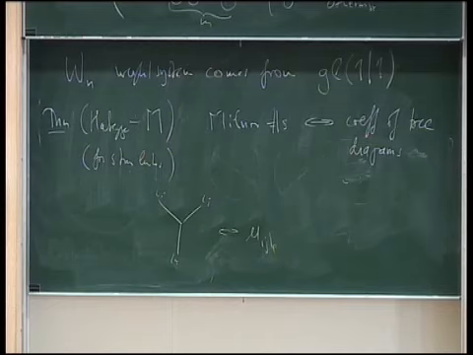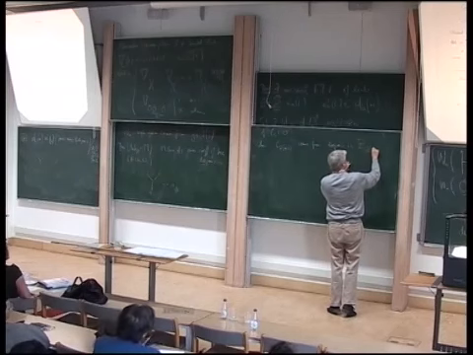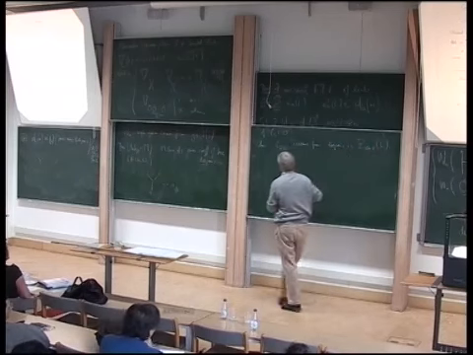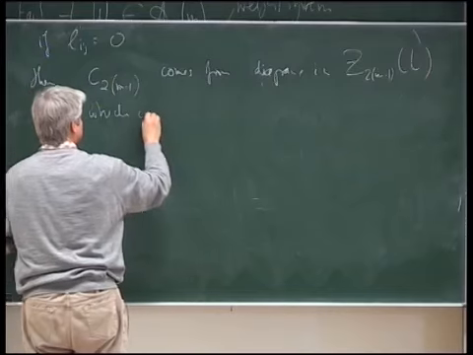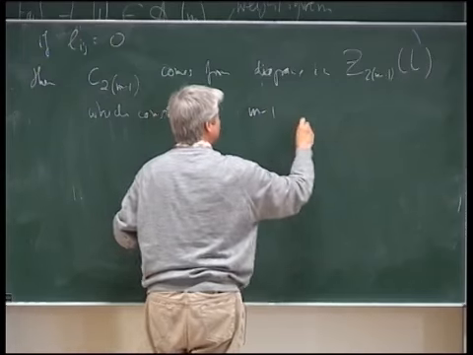Now what happens is that using this technology of this weight system, you can somehow show that if all L_ij are 0, then the coefficient C_{2m-1} comes from diagrams in Z_{2m-1} of L, which consist of exactly m-1 of these y's.